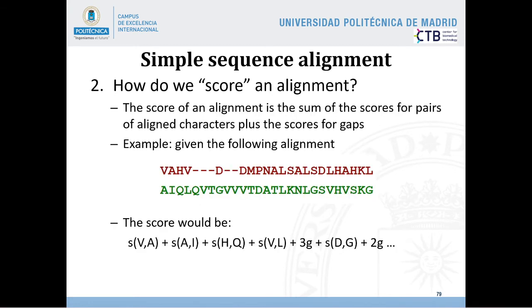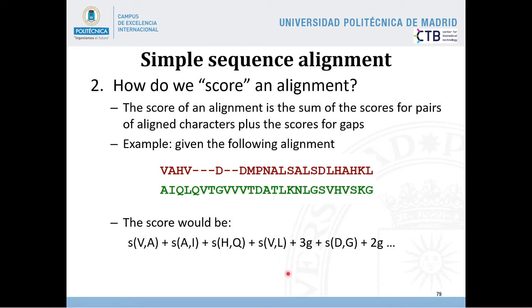And here, the score of an alignment, as I told you, is the sum of the scores for pairs of alignment characters plus the score of gaps. What we were saying is that we would have to define which score we are going to give for mismatches, which for gaps creation, and which for gaps elongation.